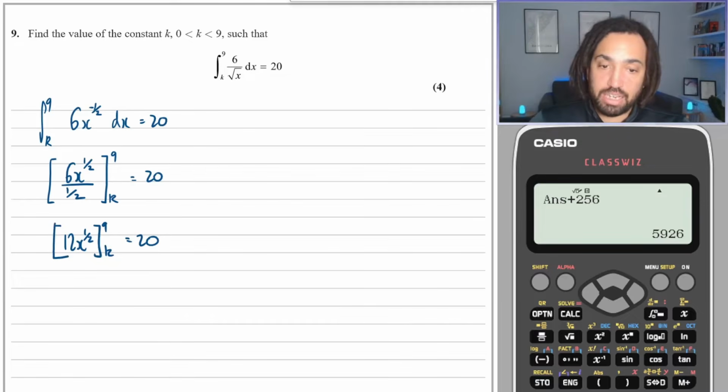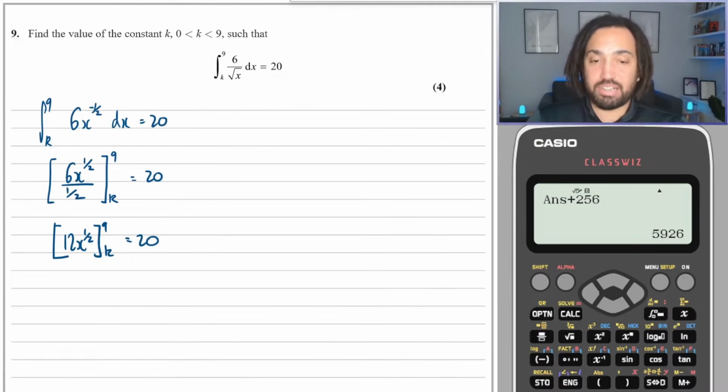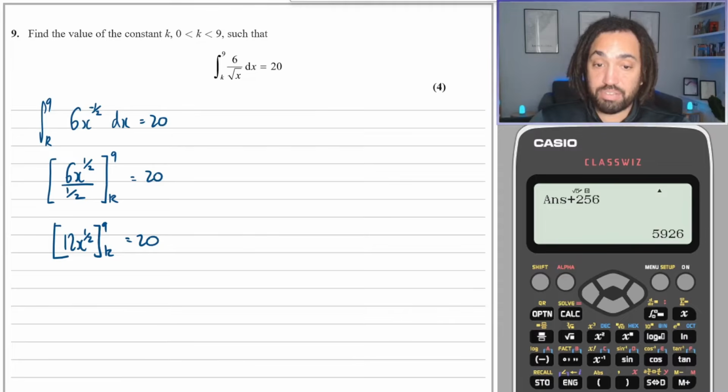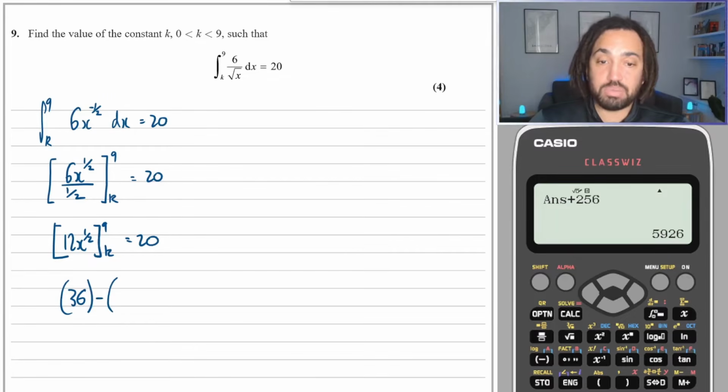And 9, I can do this without a calculator actually, which I always encourage you to do. So 9 goes in and it's square rooted to make 3, times by 12 gives me 36. So that's the first term. And then take away the next one. When I sub in k, I'm going to get 12 root k.